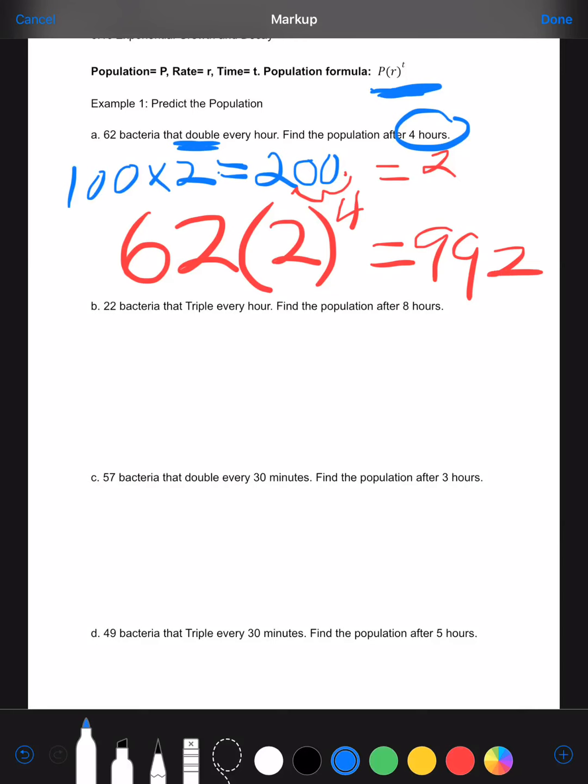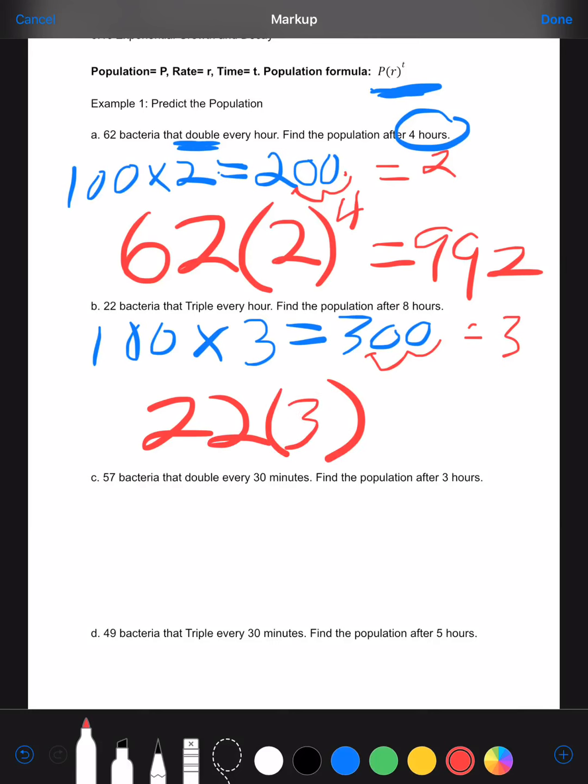So the next one, part B, says 22 bacteria that triple every hour. Find the population after 8 hours. So, again, we're going to find our rate first. So 100 times, and triple, so it's going to be 3, is equal to 300. We're going to move our decimal place again, 1, 2. We end up with 3 as our rate. Now we're going to plug it into our formula. So 22 bacteria times 3 raised to the 8th power is equal to, and we're just going to plug it in, 22 parenthesis 3 close parenthesis raised to, so that up arrow 8, we get a very large number.